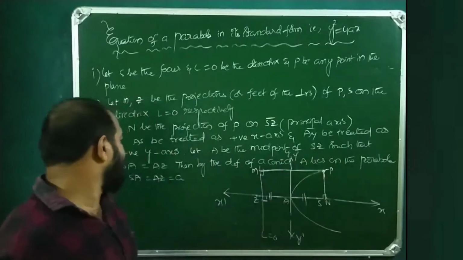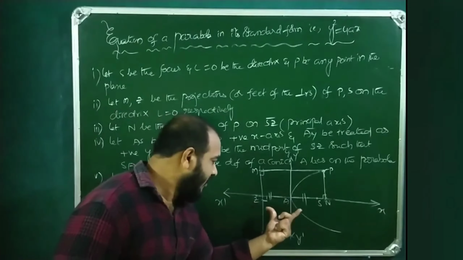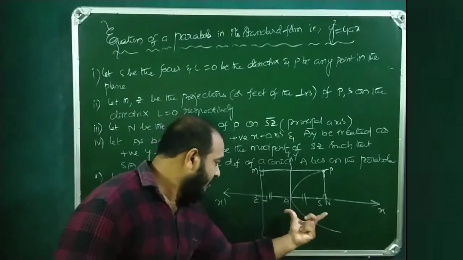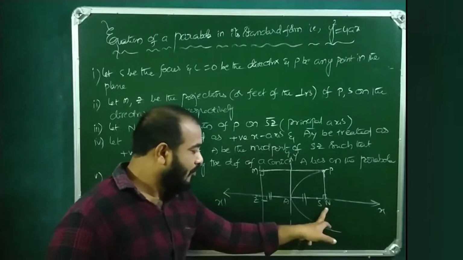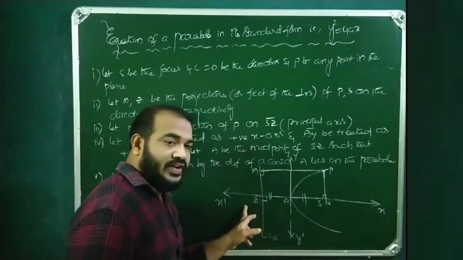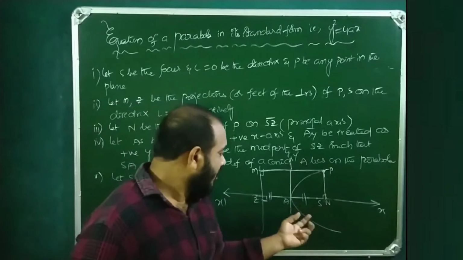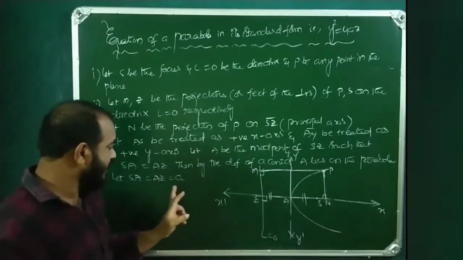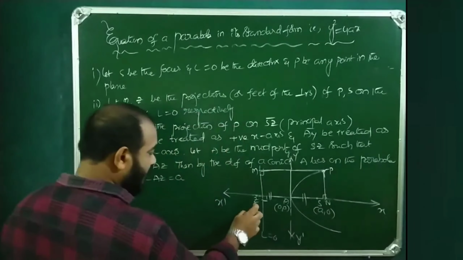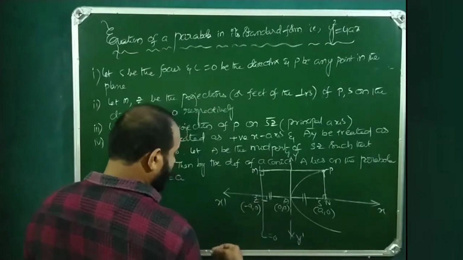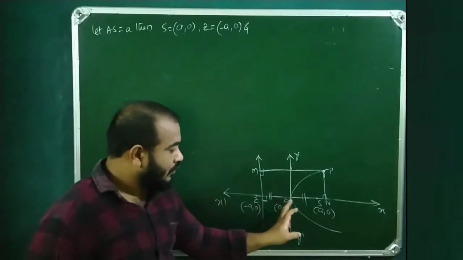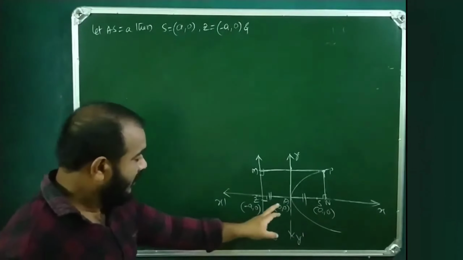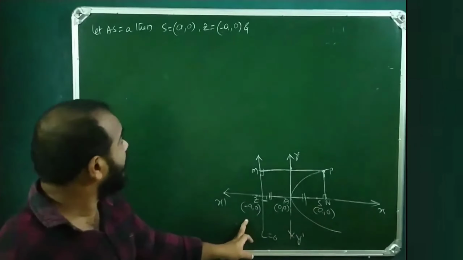A be the midpoint of SZ such that AZ is equals to AS. Then by the definition of a conic, what is the conic definition? Its distance from a fixed point is equals to its distance from a fixed line. So that is why if it is so, then A lies on the parabola. Let SA is equals to AZ is equals to a. So this is the origin 0, 0. This is a comma 0 and this is minus a comma 0. Let AS is equals to a. Then S is a comma 0, Z is minus a comma 0.